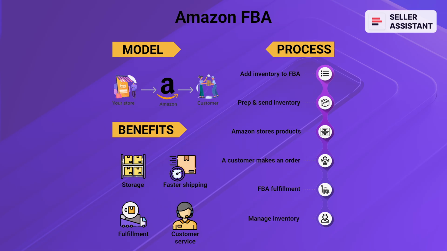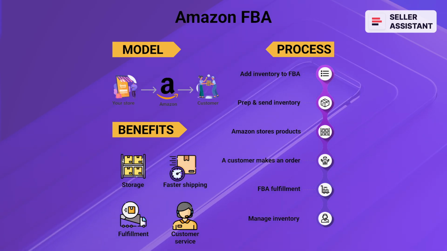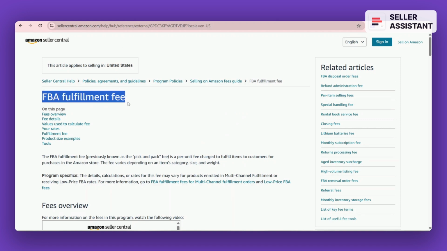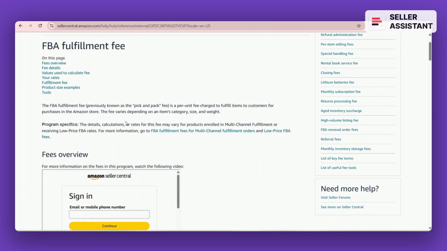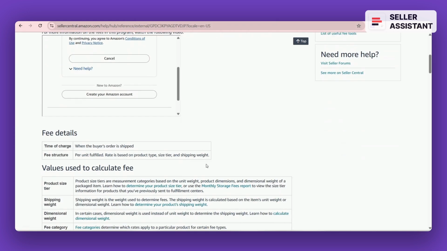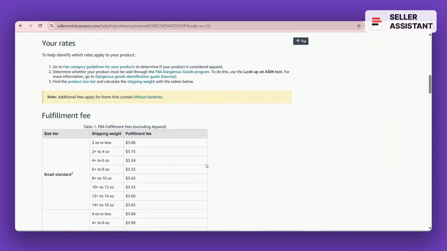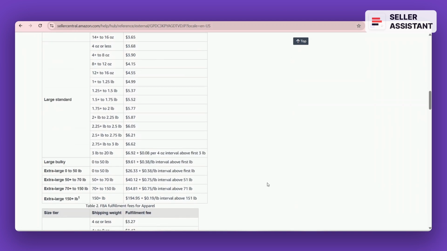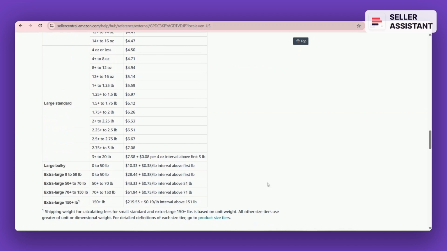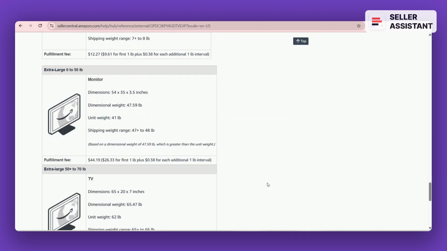FBA fees. Amazon FBA fees include fulfillment and storage fees. Fulfillment fees are charged per unit. They are calculated based on the weights and dimensions of the product. The fees differ for standard and oversized products and depend on the size tier. Also, some products that require special care, hazmat, fragile, etc., may be charged extra.